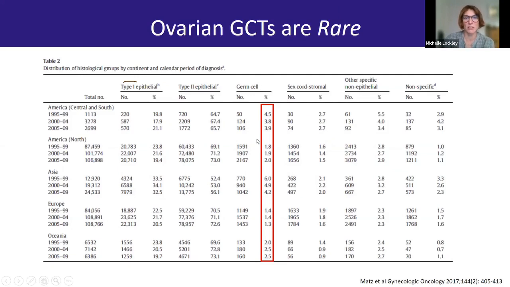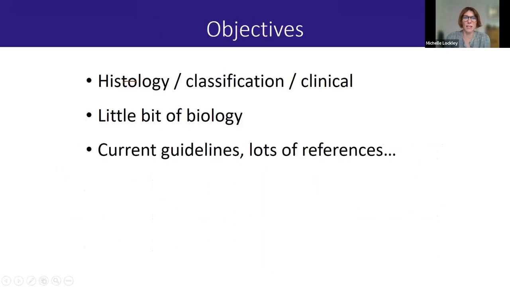Okay, and so germ cell tumours in the ovary account for a tiny proportion of cases, less than 5%. And this is data that's been collated from across the world and across time. So extremely rare tumours. Today, I thought I'd talk to you a bit about the histology, the classification of these tumours and some of the clinical features and guidelines for management.